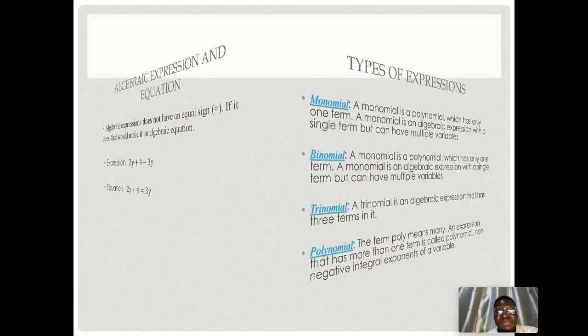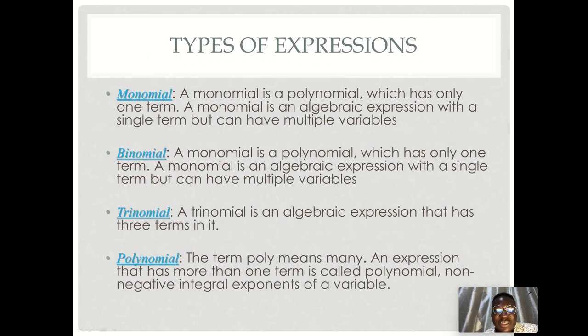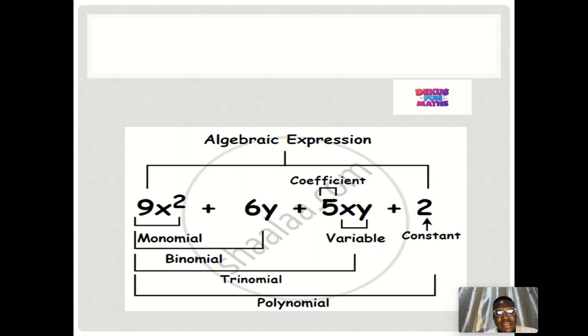It's very simple. Then we have types of algebraic expression: a monomial, binomial, trinomial, and then the last one is polynomial. Let's understand this in a very simple way. Now, a monomial, mono means 1. So any expression that has just one term is called a monomial. If it has two terms, it is called a binomial. If it has three, it is called a trinomial. Then if it has more than three, 4, 5 onwards, it's called a polynomial expression.